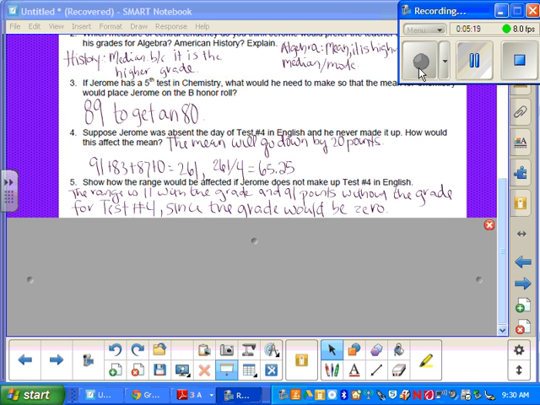Question number 5. Show how the range would be affected if Jerome does not make up test number 4 in English. The range is 11 with the grade and 91 points without the grade for test number 4, since the grade would be a 0. So if you never made up that test, his range is going to be from 91 to 0, which is going to affect it greatly.